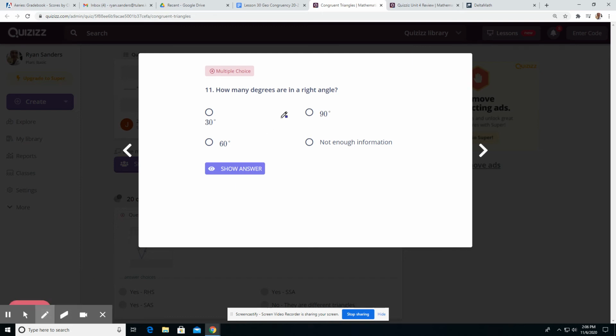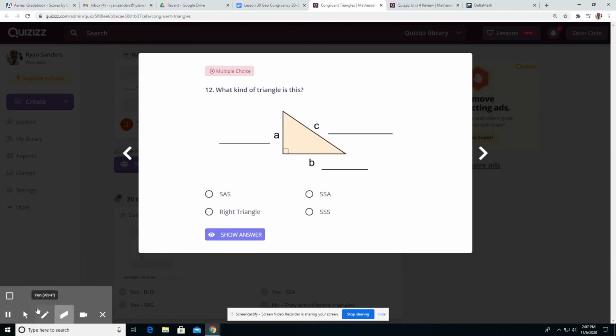How many degrees are there in a right angle? 90 in a right angle. What kind of triangle is this? Anytime you have that situation, it makes it a right triangle.